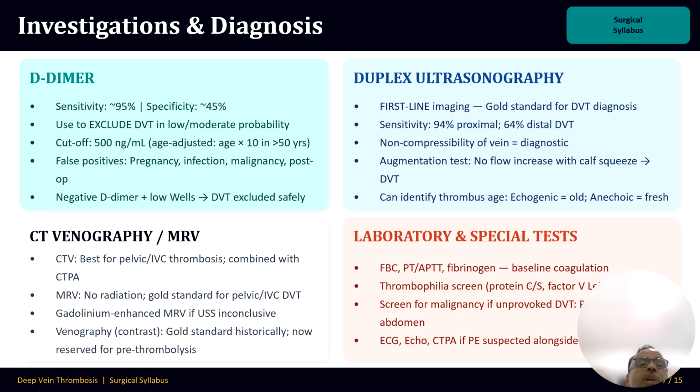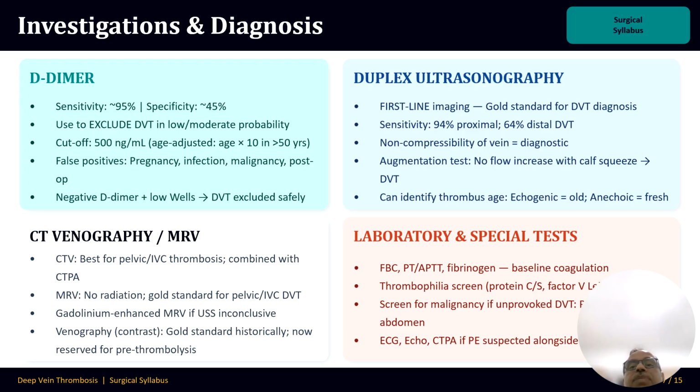Magnetic resonance venography is again a gold standard for pelvic and inferior vena cava DVT. And the advantage of MRV over CTV is that MRV has no radiation exposure as compared to CTV. A gadolinium enhanced MRV is generally done if Doppler ultrasound is inconclusive. So this is the importance of doing a CT venography or MRV, especially in proximal DVT of pelvic and IVC.